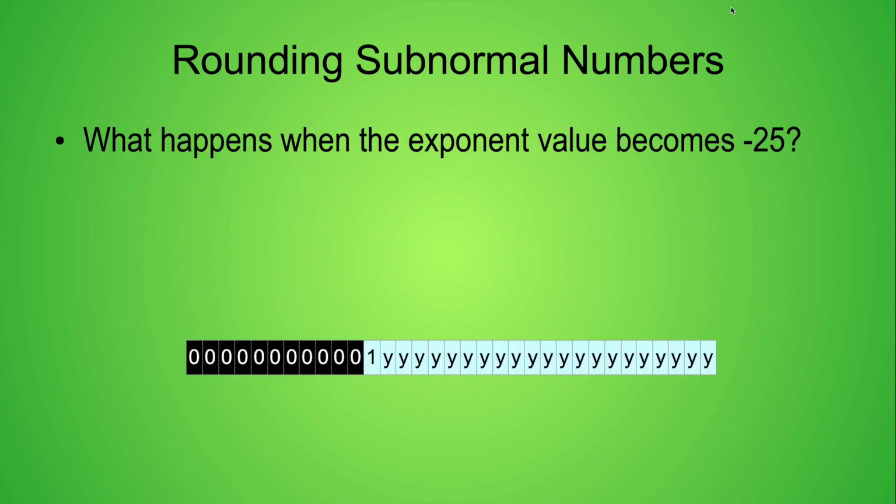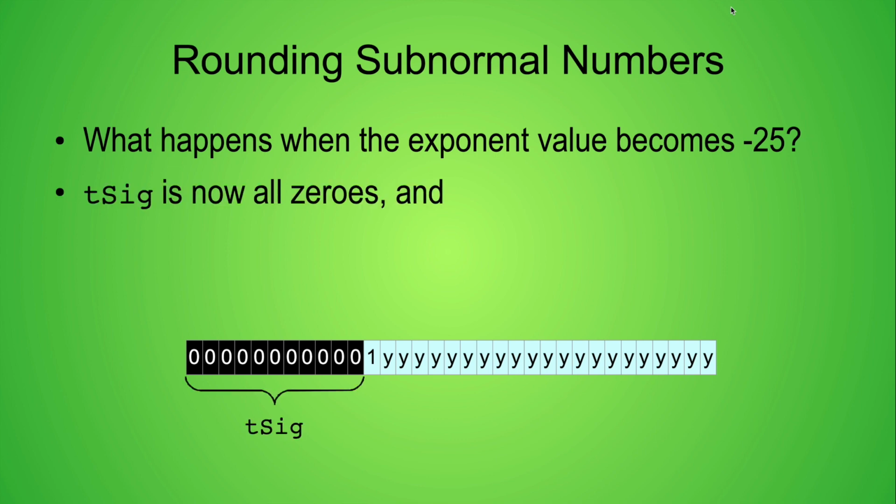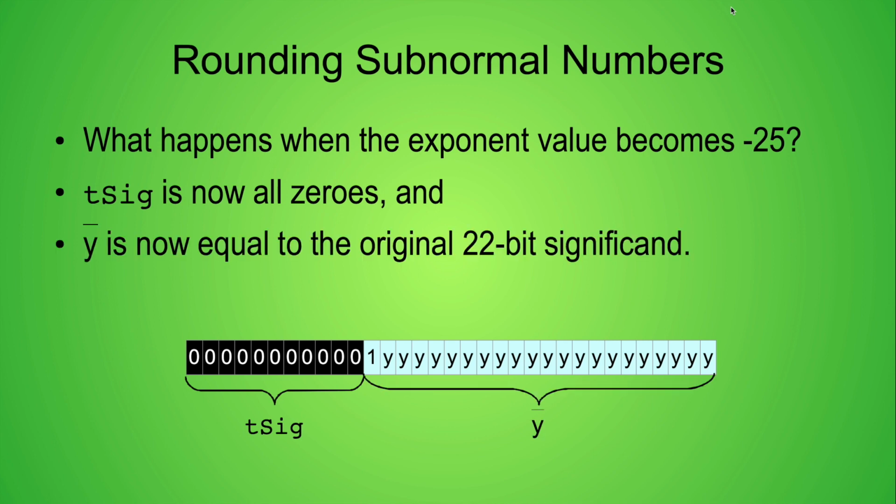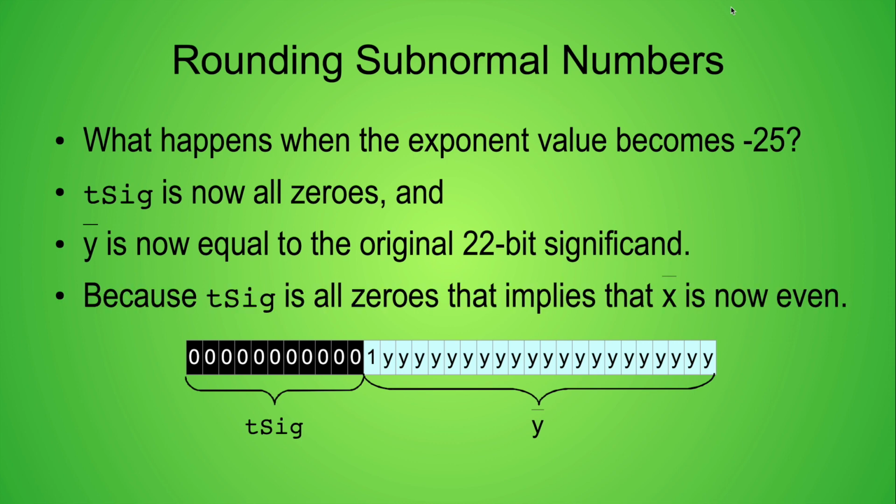We'll start by looking at when expn is -25. Now t-sig is all zeros. Our y bar value is now the original 22-bit significand. And because we don't have any x bits, x bar is effectively 0, so we treat x bar as an even number.